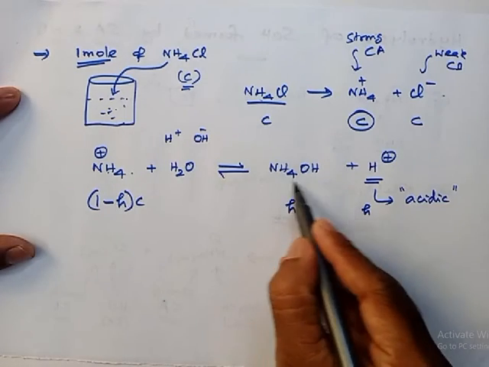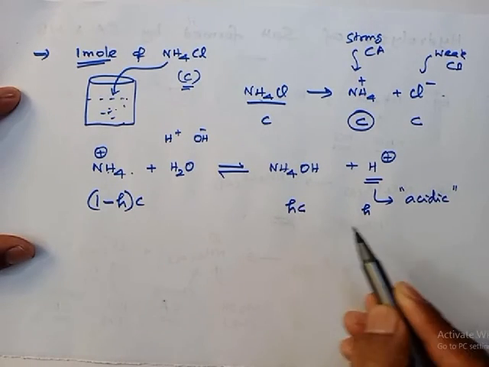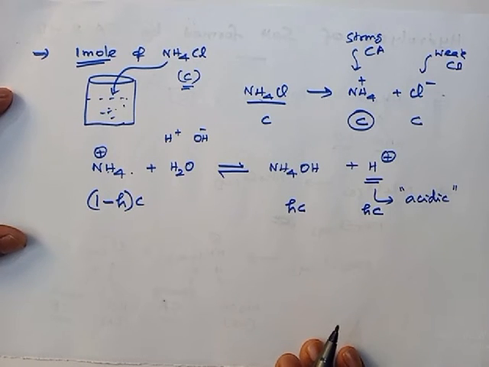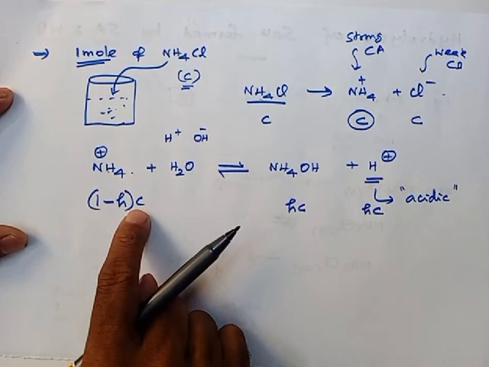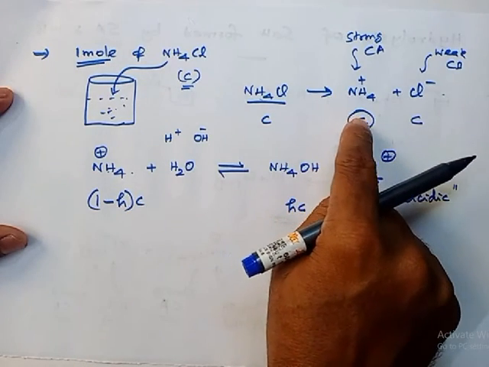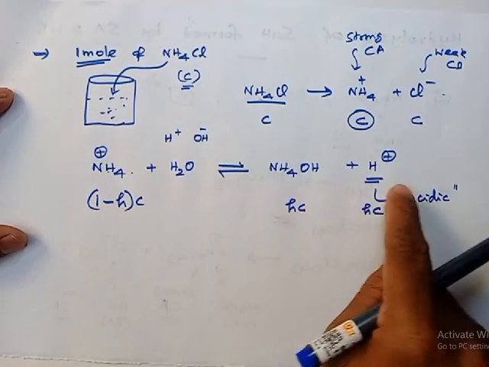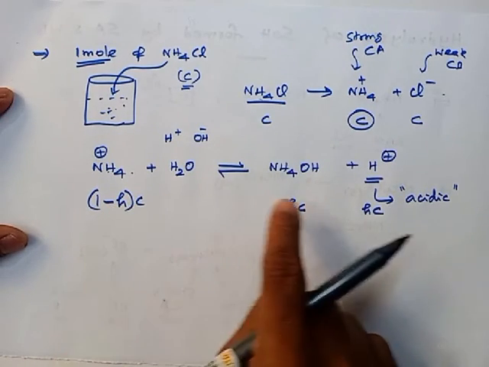Similarly, what is the concentration of ammonium hydroxide? hC. And what is the concentration of H plus? hC. Since the concentration of ammonium ion is C before undergoing hydrolysis, to get the equilibrium concentration we have to multiply this by C, this by C, and this by C.